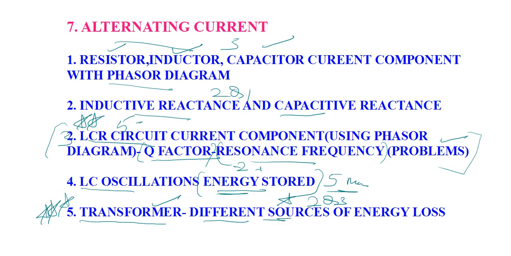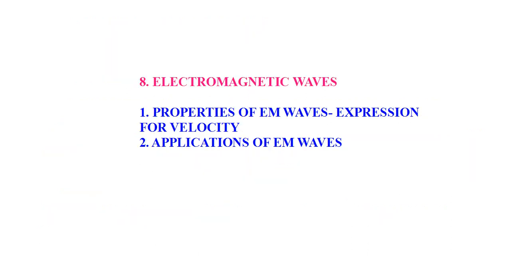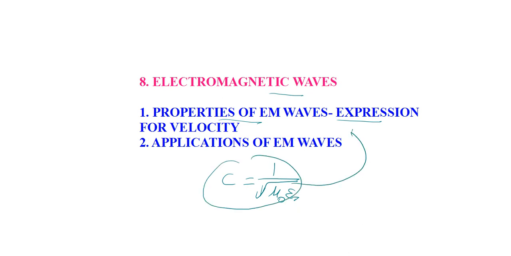So next is electromagnetic waves. In electromagnetic waves, don't spend much time. Just read the properties of electromagnetic waves and the expression for velocity, that is c is equal to 1 by root of mu naught epsilon naught, the root of the permeability and the permittivity of free space. They may ask this expression for a 1 mark question, and the properties of electromagnetic waves for a 1 mark question.